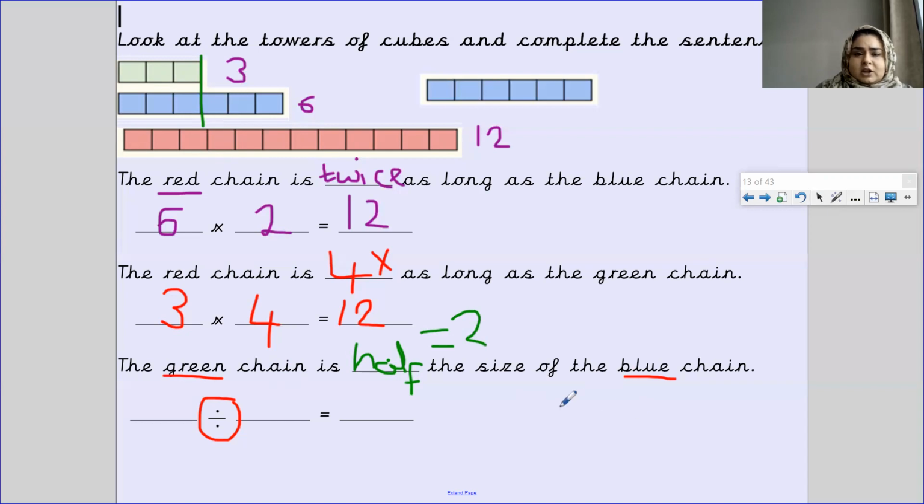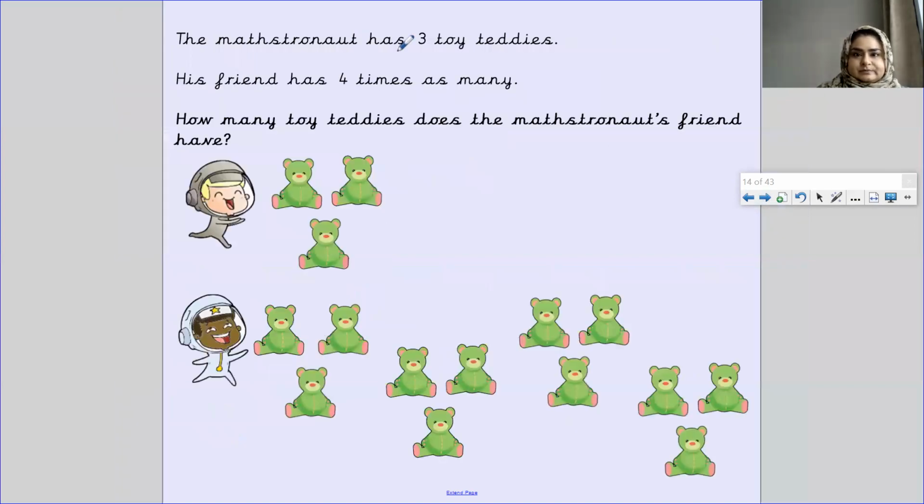So this means the blue chain, because it's half the size of the blue chain, we need to work out how many are in the blue chain first, which are 6. So it would be 6 divided by 2, because I have half, gives me 3. So that gives me the 3 of the green cubes. Fantastic. So now let's go on to the next slide.